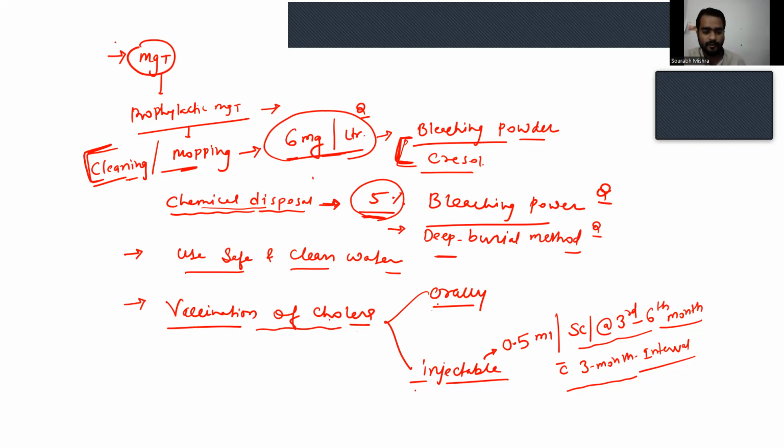Vaccination. So vaccine of cholera is of two types. One is oral vaccine and second one is injectable vaccine. So first we are going to discuss the injectable vaccine. The volume or dose is 0.5 ml. The route of that injectable vaccine is subcutaneous route. And at what time are we going to give that Vibrio cholerae injectable vaccine? At the third month or at the 6 month? So it's clear, we are maintaining a 3 month interval between two doses.